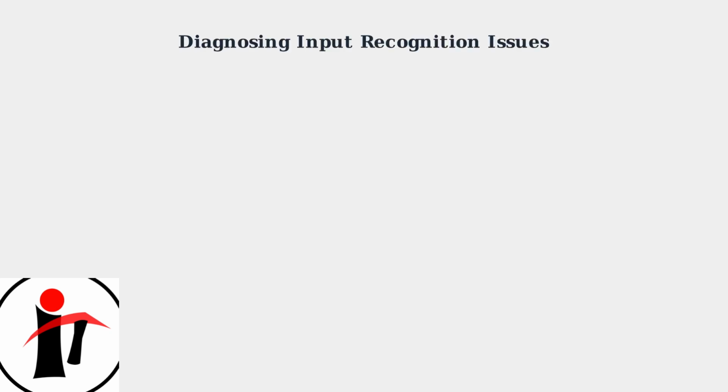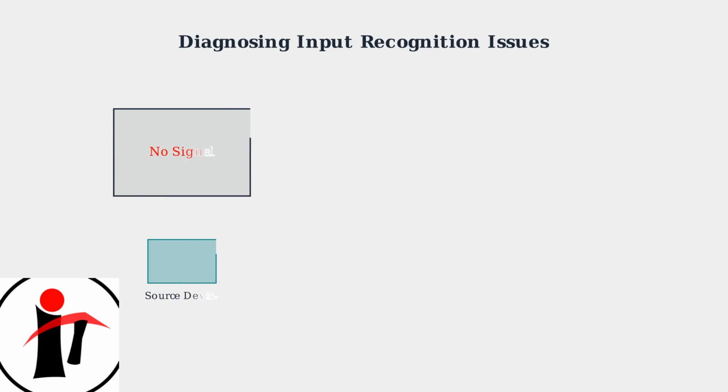Experiencing a no-signal error or black screen on your Sceptre monitor? Understanding the input recognition process is key to solving these issues. When your monitor and source device fail to communicate properly, you get connection failures. Let's understand why this happens.